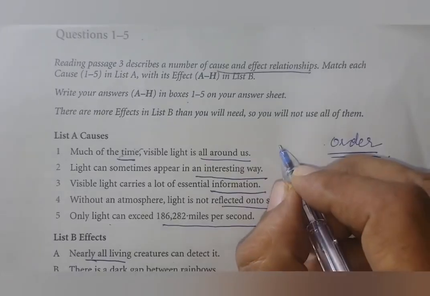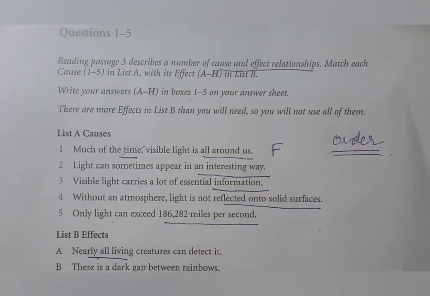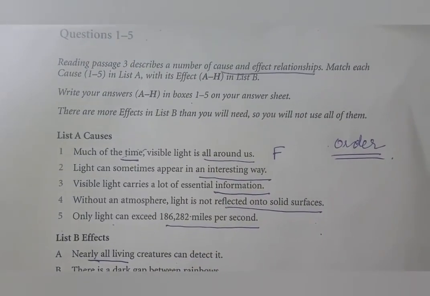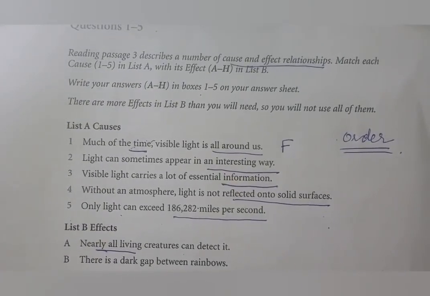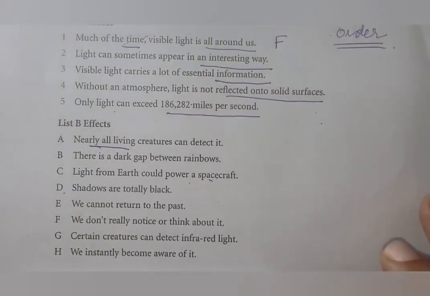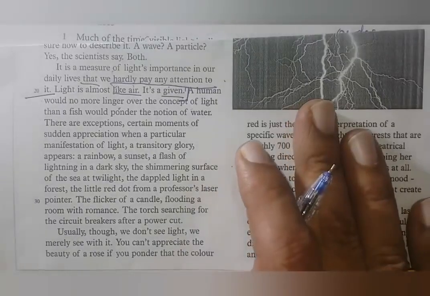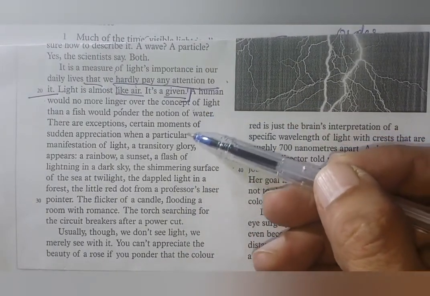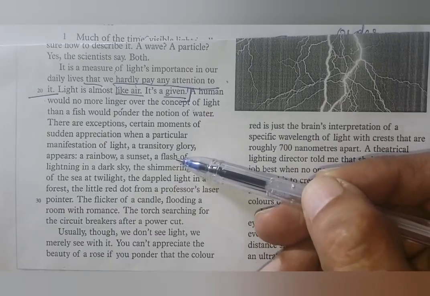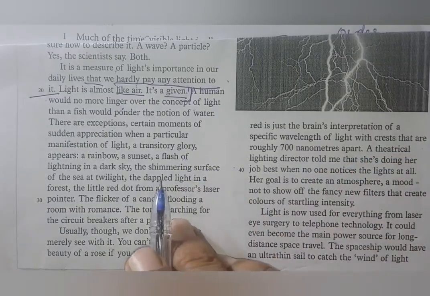So this is my here F. Light can sometimes appear in an interesting way, right? So let's go to this one. Where is the word interesting written? So it means I am here. Now I'll go to the next point. So there is no word related to interesting. The sheet is just in front of you.